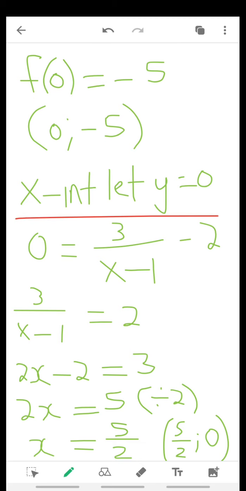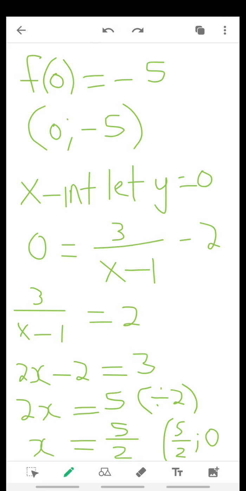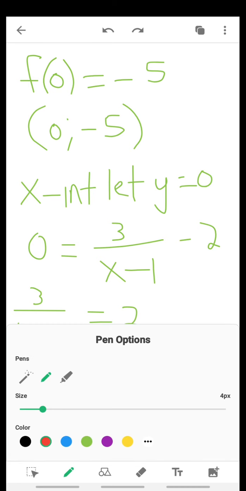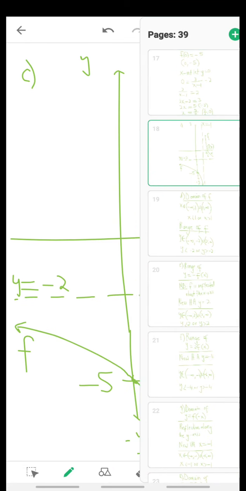Then the x-intercept: let y be 0, so there is a 0 there. Start by transposing the minus 2 to this side, and then cross multiply. Once I've done that, I've transposed my 2 to the other side. Remember, the 2 will be over 1. Then you start cross multiplying. 2 times x will be 2x, minus 1 times 2 is minus 2, and then 3 times the 1 will be 3. Solving for x, I found that my answer is 5 over 2. So the coordinates will be (5 over 2, 0). Very important. Now, let us go to the next question.